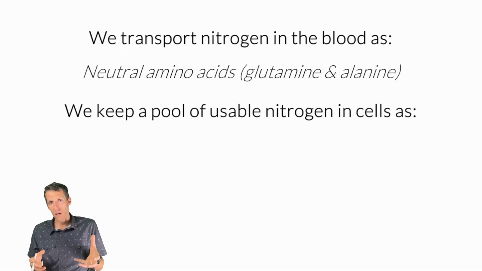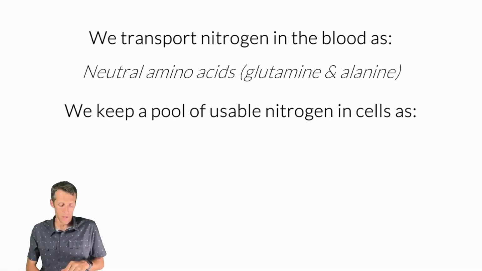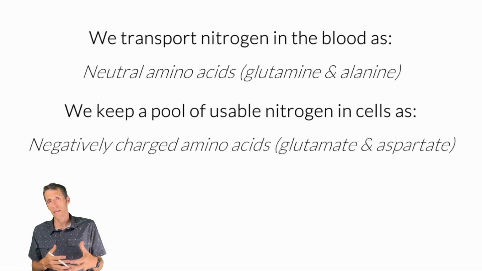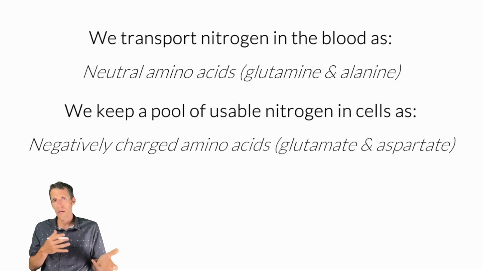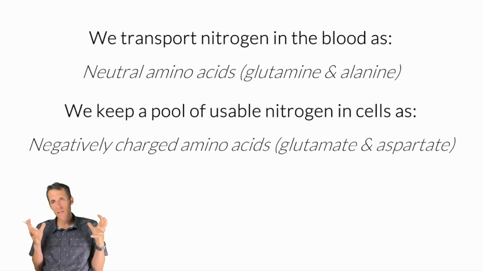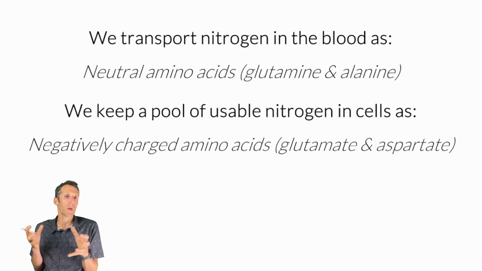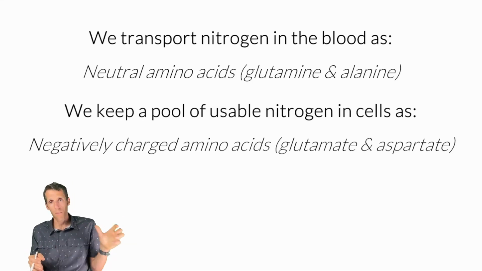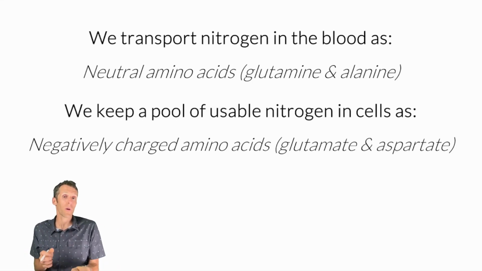But inside of our cell, the pool of usable nitrogen is actually stored in these negatively charged amino acids, things like glutamate and aspartate and glutamine. I mean, this is not an exclusive pool. But basically, when we need nitrogen to, say, build a nucleic acid base, we're going to be grabbing amino acids and stealing the nitrogen from them to do that chemistry.